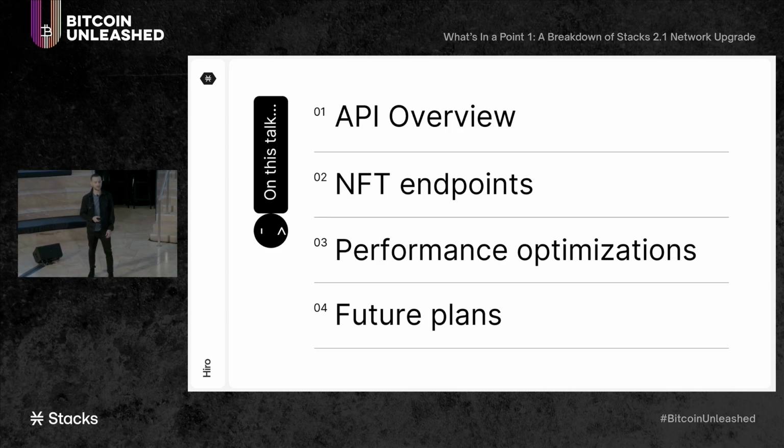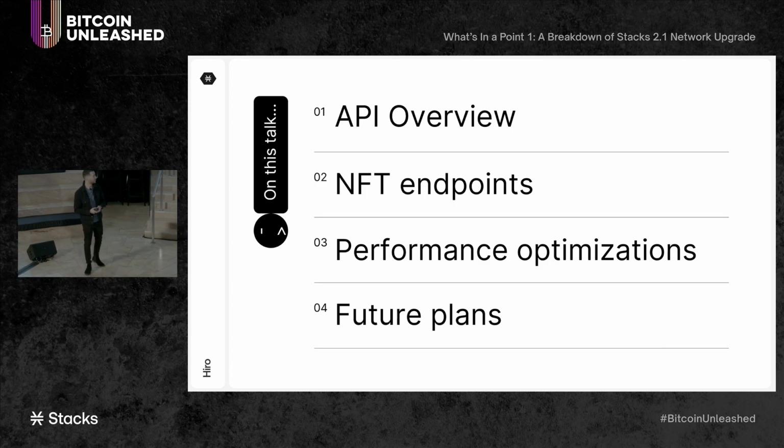In this talk, I'm going to go over 4 main topics. First, we're going to give a very quick overview on what the API is, in case you're not familiar with it, and how it plays into the Stacks ecosystem. We're going to go over some of the new NFT endpoints that we created. We're going to see 3 endpoints that I hope will be very useful for you. We're also going to see some performance optimizations that we've worked on in the API to make it faster, make it snappier. And lastly, we're going to see some of our future plans. We have a lot of things going on, but some of the ones that I'm most excited about.